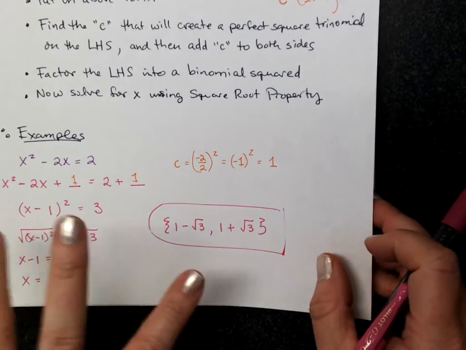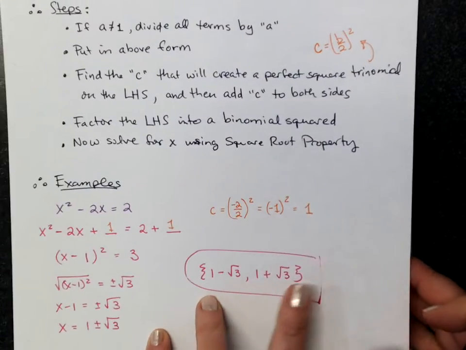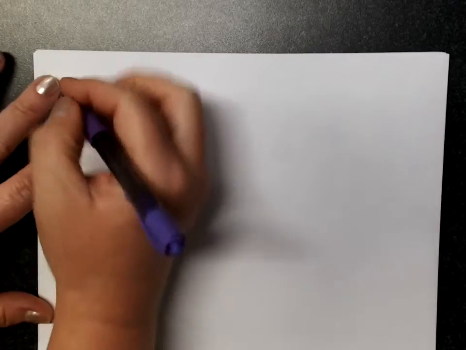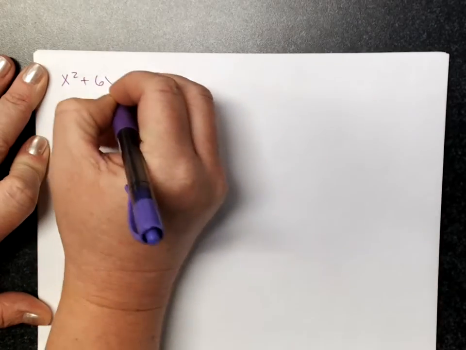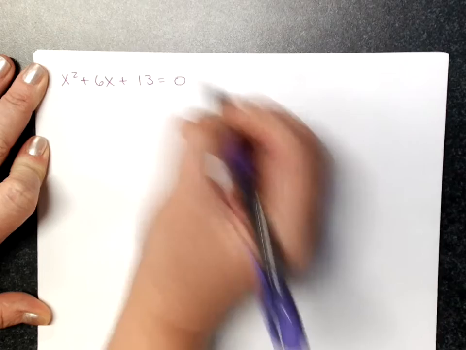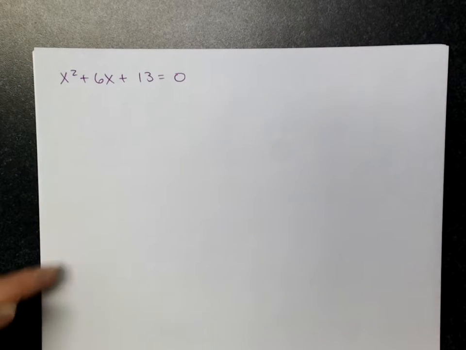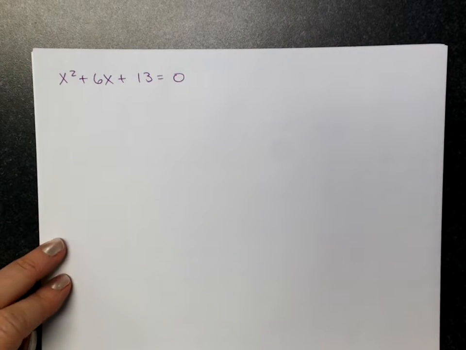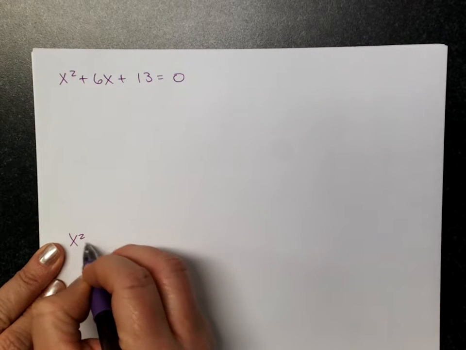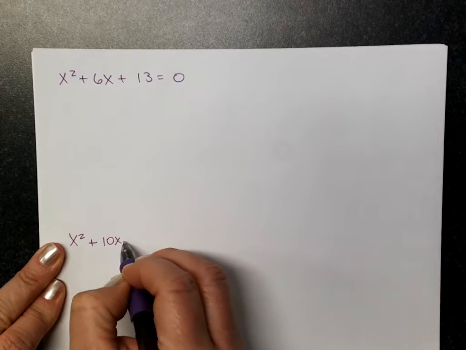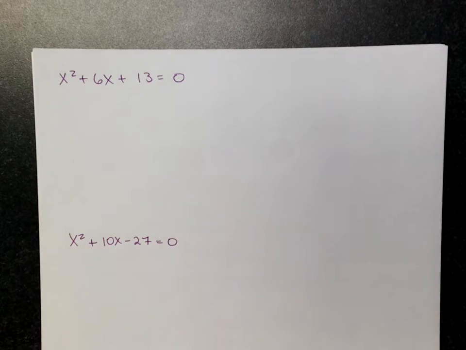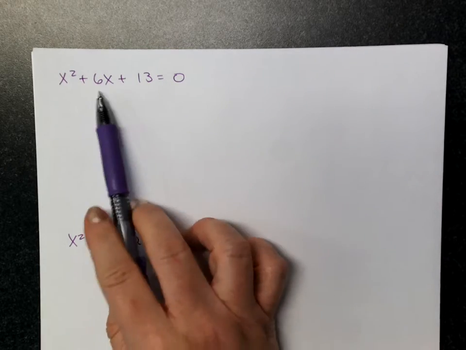Okay. So let's do a couple more examples and then introduce our last method. All right. So, completing the square with these examples. x squared plus 6x plus 13. And x squared plus 10x minus 27. Now these are given to you in standard form. So remember, of course, if you're going to complete the square, these are not factorable.